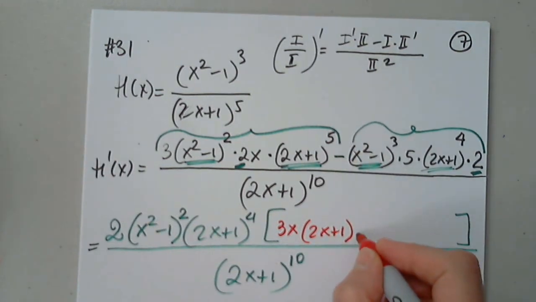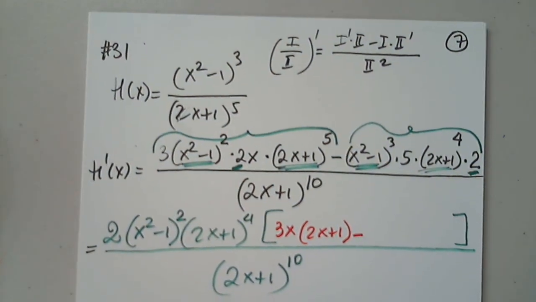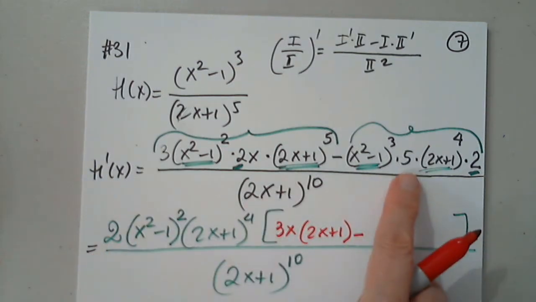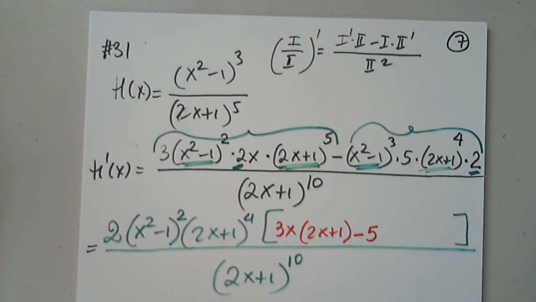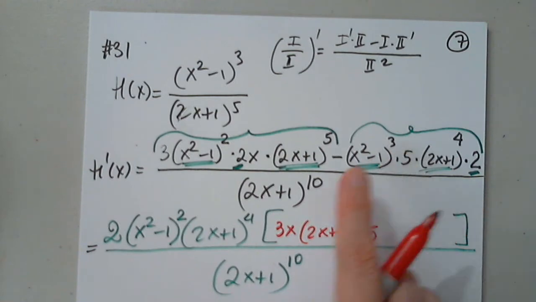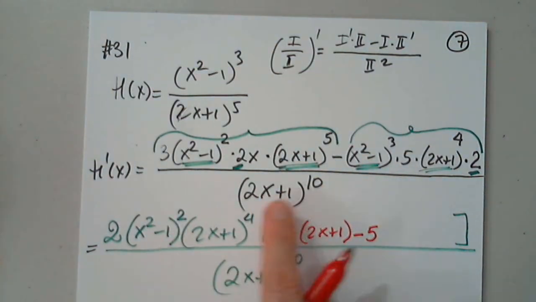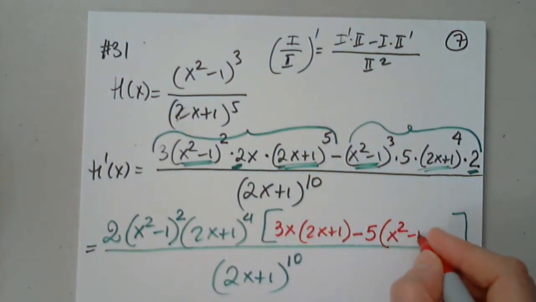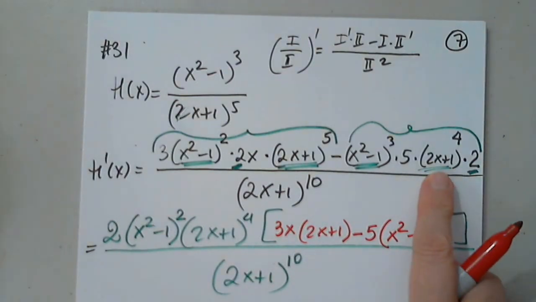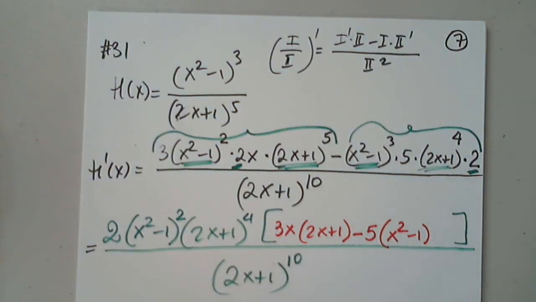And then minus. 2 is out, but 5 is not. X squared minus 1 to the 3rd, 2 are out, but 1 is still in. And luckily 2x plus 1 to the 4th is completely out. Any questions so far? Any questions?